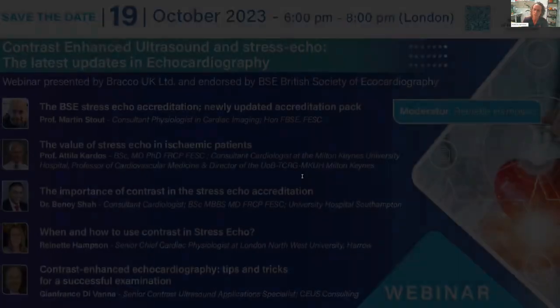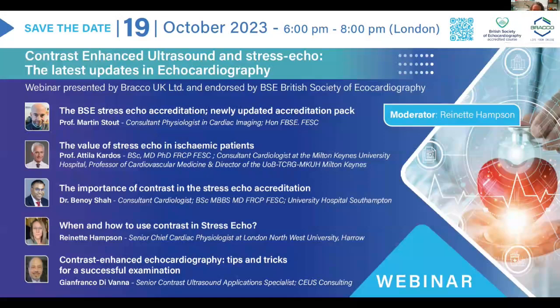Thank you, Benoy. I realize that nobody here tonight probably needs convincing on the value of using contrast in stress echo, but it's still nice to see it illustrated so beautifully.